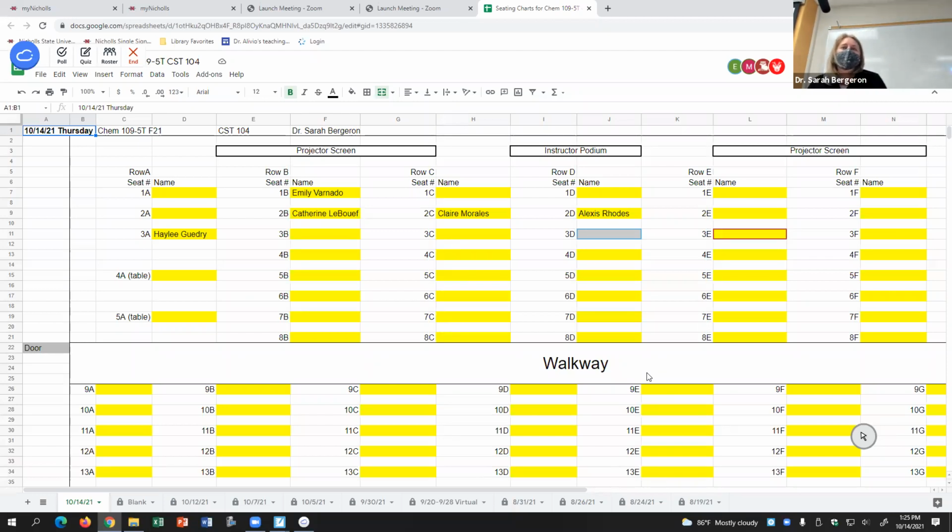Okay, so make sure you have your iClicker ready, and then you actually do need a pen or pencil. Any kind of writing utensil. Please make sure your masks are covering your nose and your mouth. Thank you.